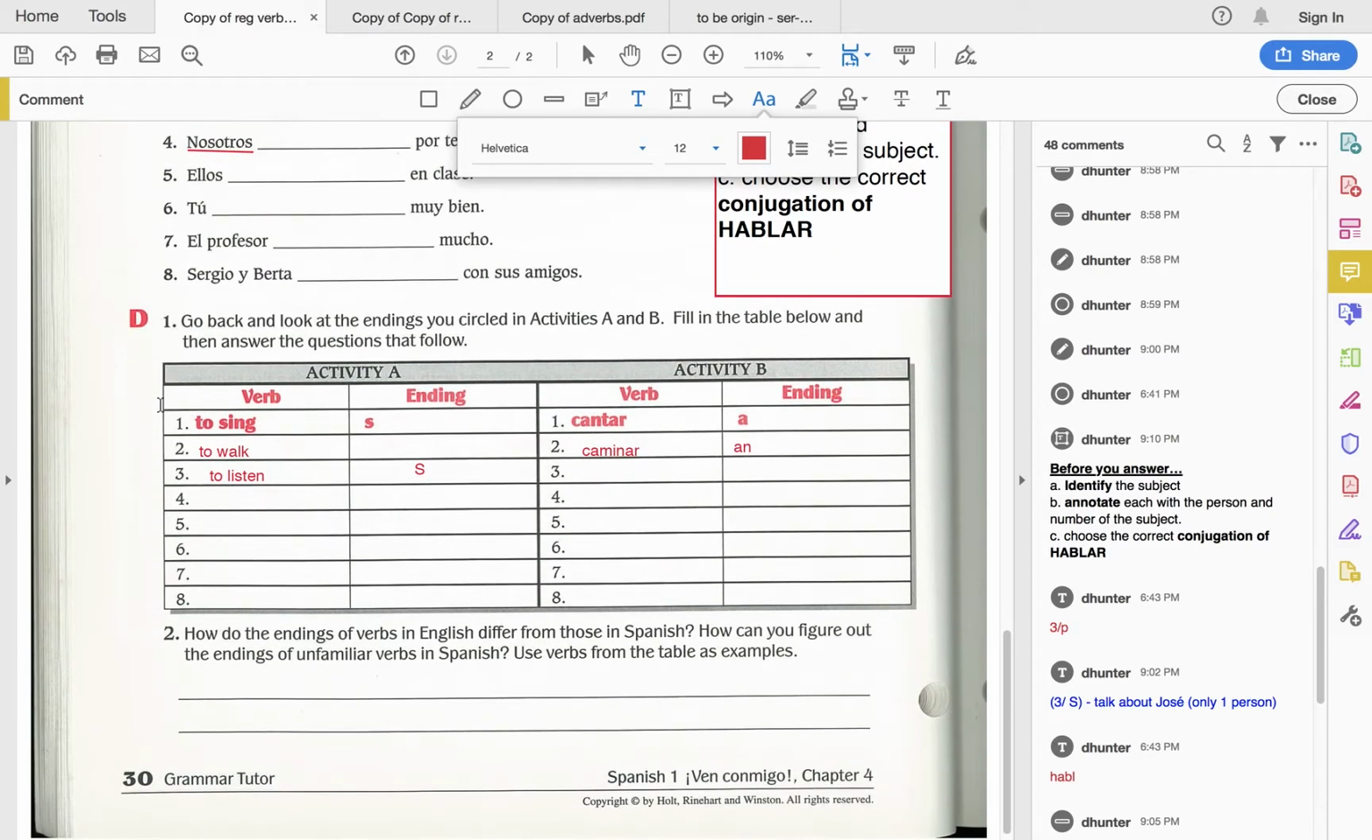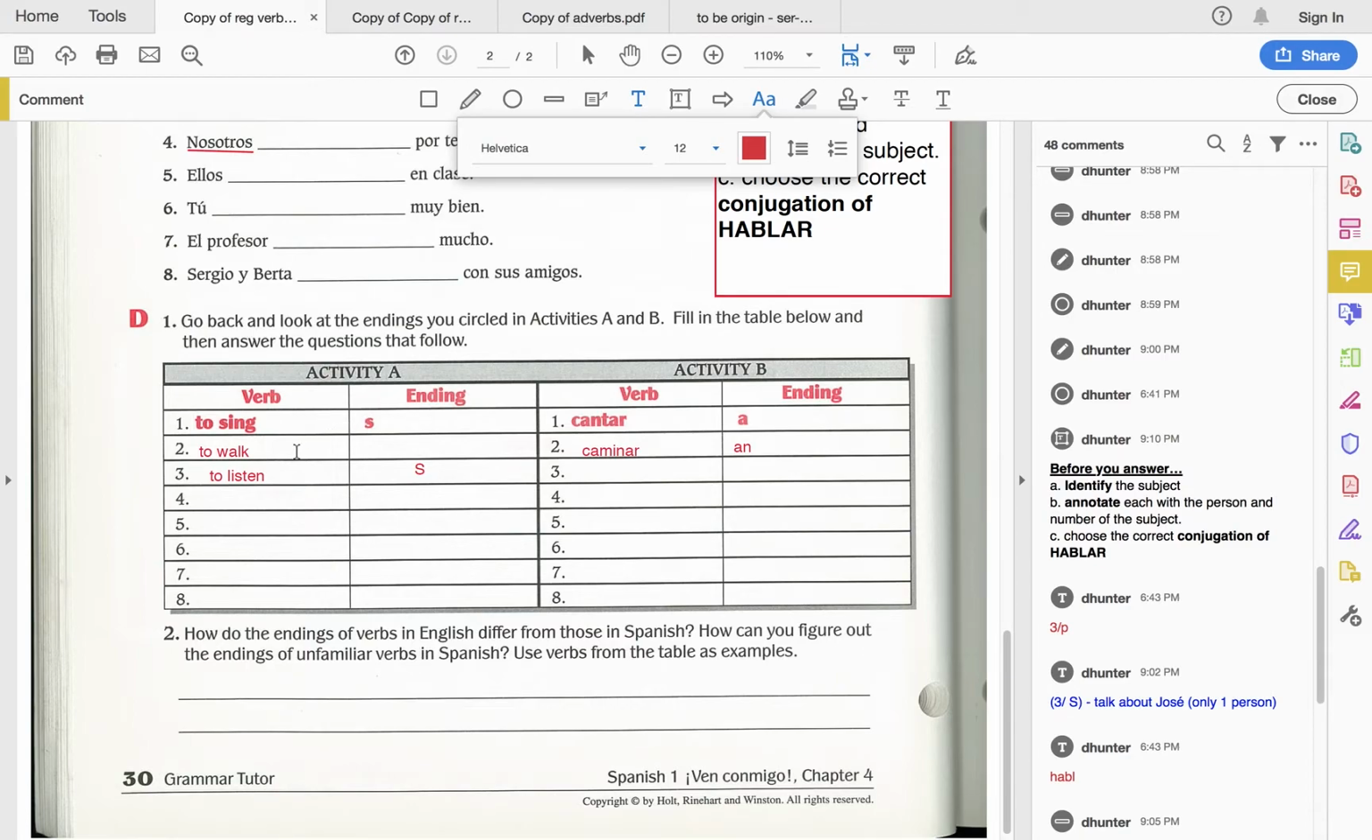Finalmente, parte D. Go back and look at the endings for part A and B. So that'll require you to check out part A to do this correctly. Fill in the table below, then answer the questions that follow. So the table is asking you to go ahead and type the infinitive. Infinitives in English all have 'to' before them. So in number 1, it's talking about singing, so the infinitive or verb action would be to sing. Because it has an S ending, that would count as an English verb ending, and you add the S.